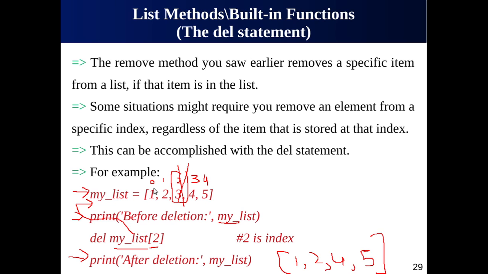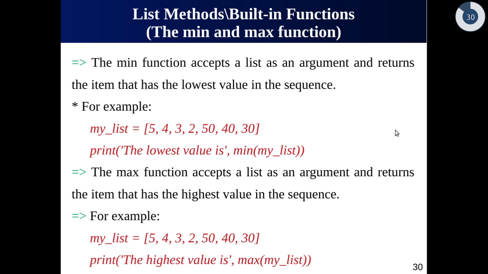Okay. So that is the main difference between del and remove. In remove, you have to provide the name of the item that you want to delete, while in del, you have to provide the index of the item that you want to delete. We have two similar functions, but opposite.